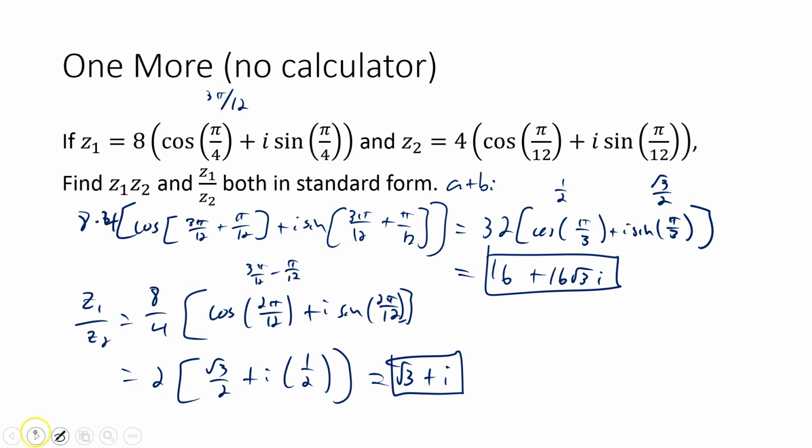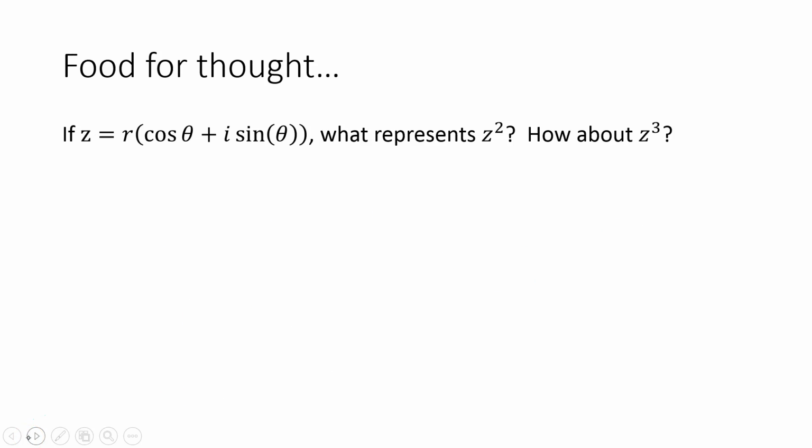All right, so a little bit of food for thought here, just to think about what we're going to be going to next. So if you have r cosine theta plus I sine theta, think about how you would represent z squared or z cubed or any higher power. And this is especially interesting when r is equal to 1. So this is just something to think about. How would you do that? What would this look like if you were to square or cube it? And especially if r is equal to 1, what would happen there? So something to think about, and we'll get back to it when I'm back with you guys.